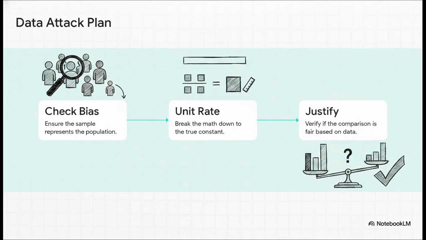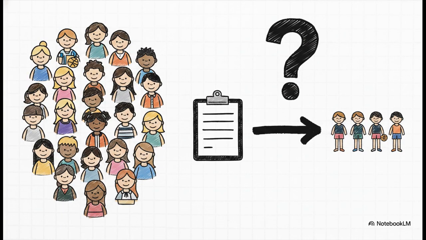So here's your 3-step attack plan for literally any data claim you see on your assessment. Step 1, check the sample for bias. Like, is it truly representative of the whole group? Step 2, break the math down to the unit rate so you can find the real constant. And step 3, justify your conclusion. Look closely at the data display and ask yourself, is this comparison actually fair based on the math? Prove it. Let's test that plan right now.